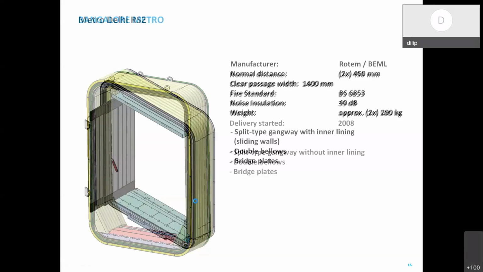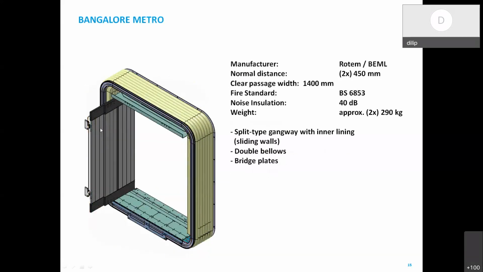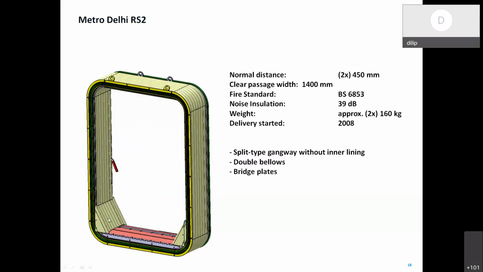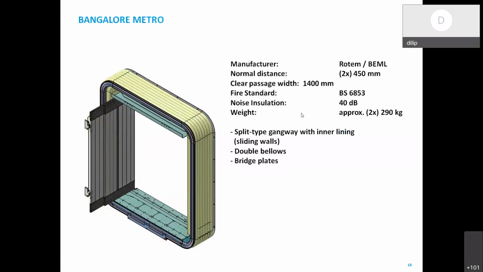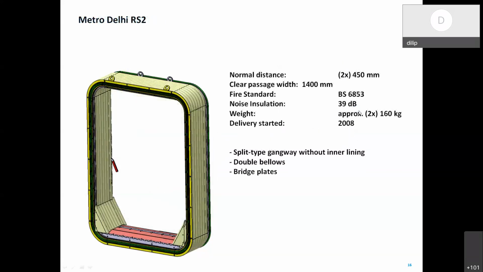If you see the difference in Bangalore Metro, we also have a separate internal fairing for better aesthetics and better sound insulation. Here there is no such fairing. And the noise insulation is slightly less, 39 dB, more or less similar to this 40 dB. This was a slightly old one used in 2008, and this also used bridge plates.